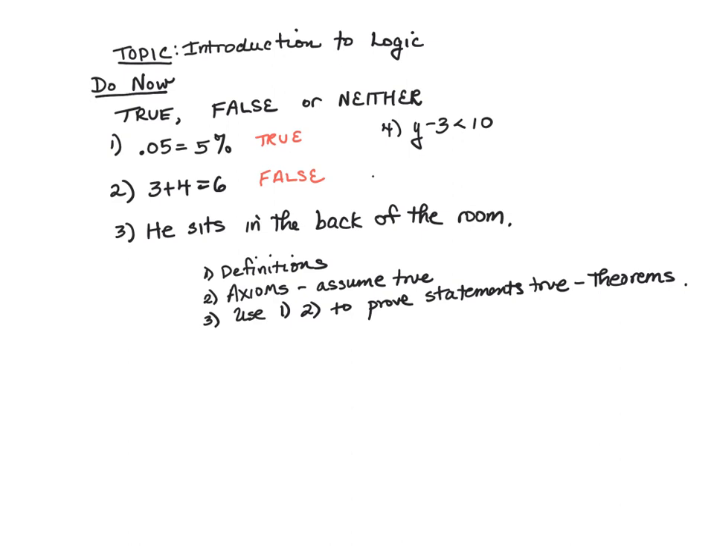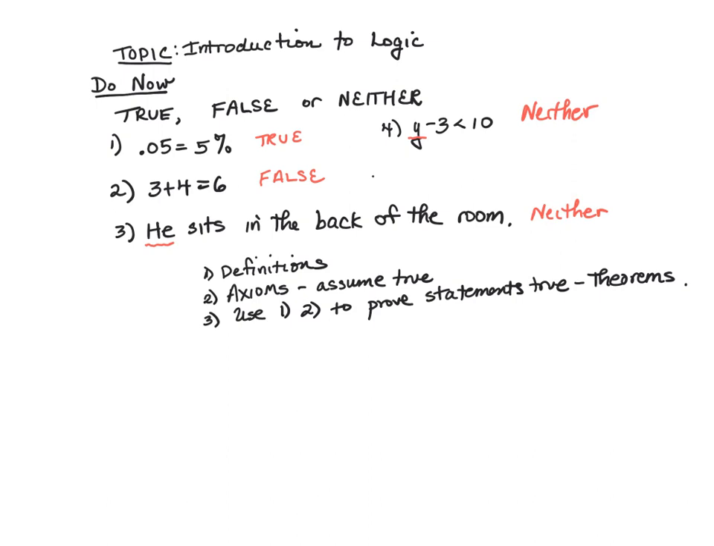However, if we consider the other two, 3 says he sits in the back of the room, and 4 is y minus 3 is less than 10. These are not statements because we cannot describe them as true or false. It all depends on who we replace he with and what number we replace y with. So these are called open sentences. So this is neither, and this is neither. And the part that's open, like the word he and y, are called variables.